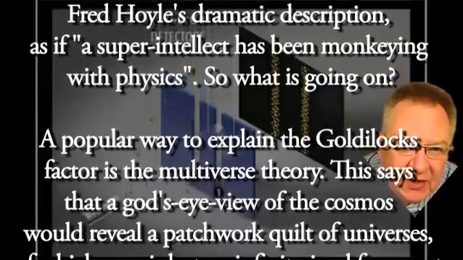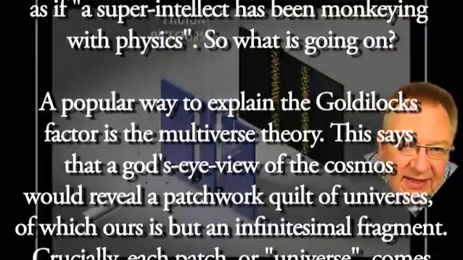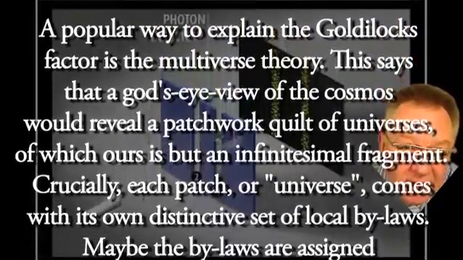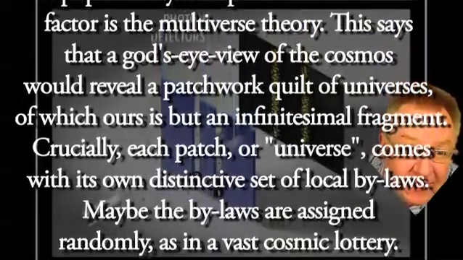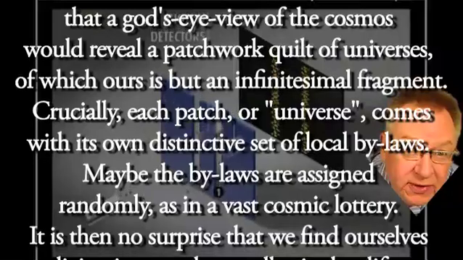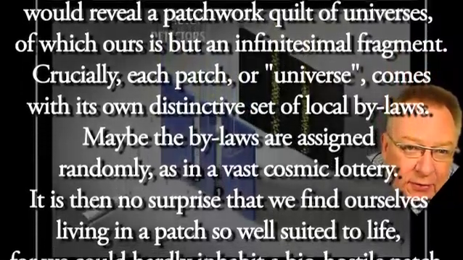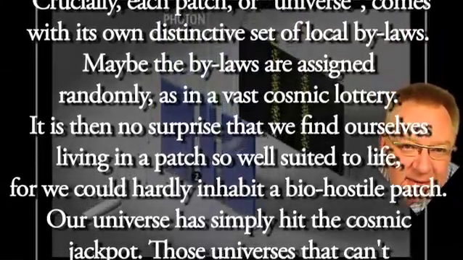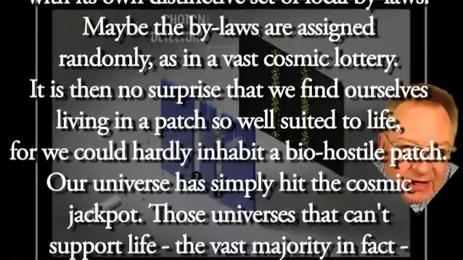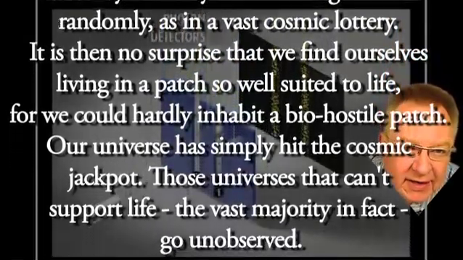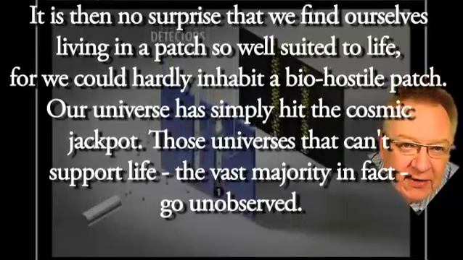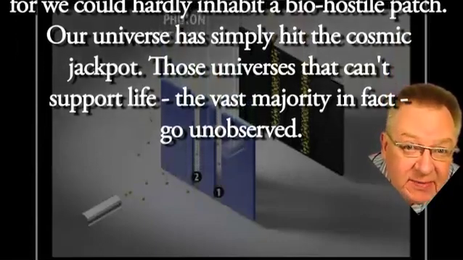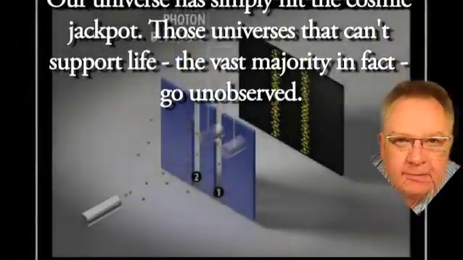A popular way to explain the Goldilocks factor is the multiverse theory. This says that a God's eye view of the cosmos would reveal a patchwork quilt of universes, of which ours is but an infinitesimal fragment. Crucially, each patch, or universe, comes with its own distinctive set of local bylaws. Maybe the bylaws are assigned randomly, as in a vast cosmic lottery. It is then no surprise that we find ourselves living in a patch so well suited to life, for we could hardly inhabit a bio-hostile patch. Our universe has simply hit the cosmic jackpot. Those universes that can't support life, the vast majority in fact, go unobserved.